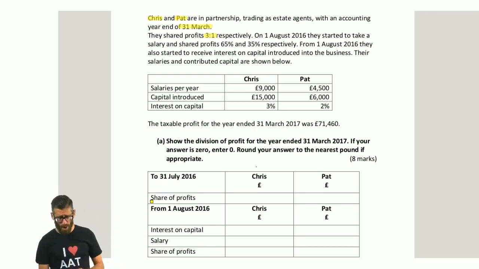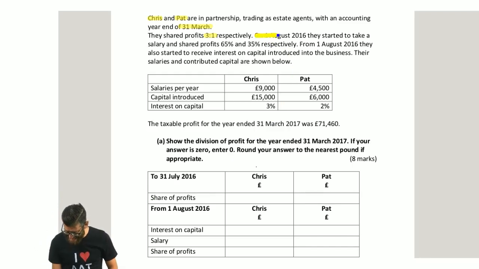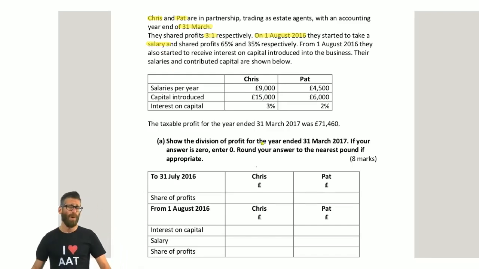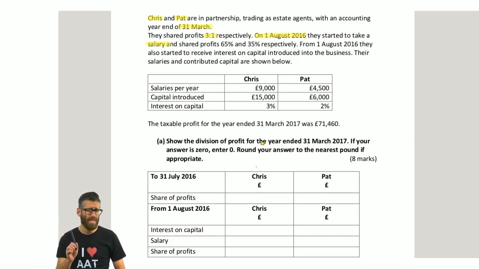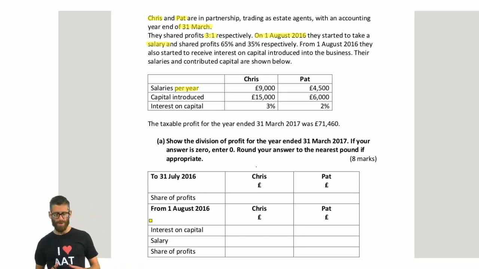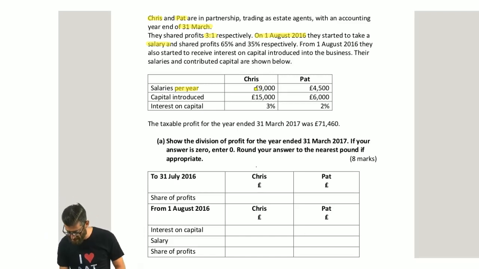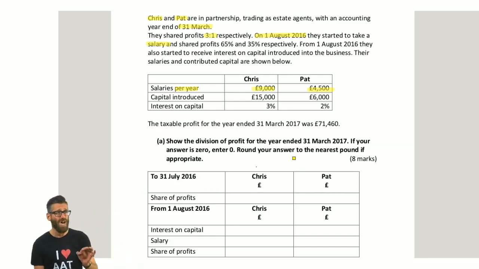On the 1st of August 2016, they started to take a salary. Now, salaries are introduced into partnerships essentially to reward the partner that perhaps is doing more work. And as we can see, the salaries here, which crucially are given on a per annum basis, indicate that Chris is perhaps doing twice the amount of work as Pat, as indicated by Chris getting 9,000 and Pat getting 4,500. Now I must stress that is per year, and because we are looking at a change in the year, we're going to have to prorata that salary accordingly.